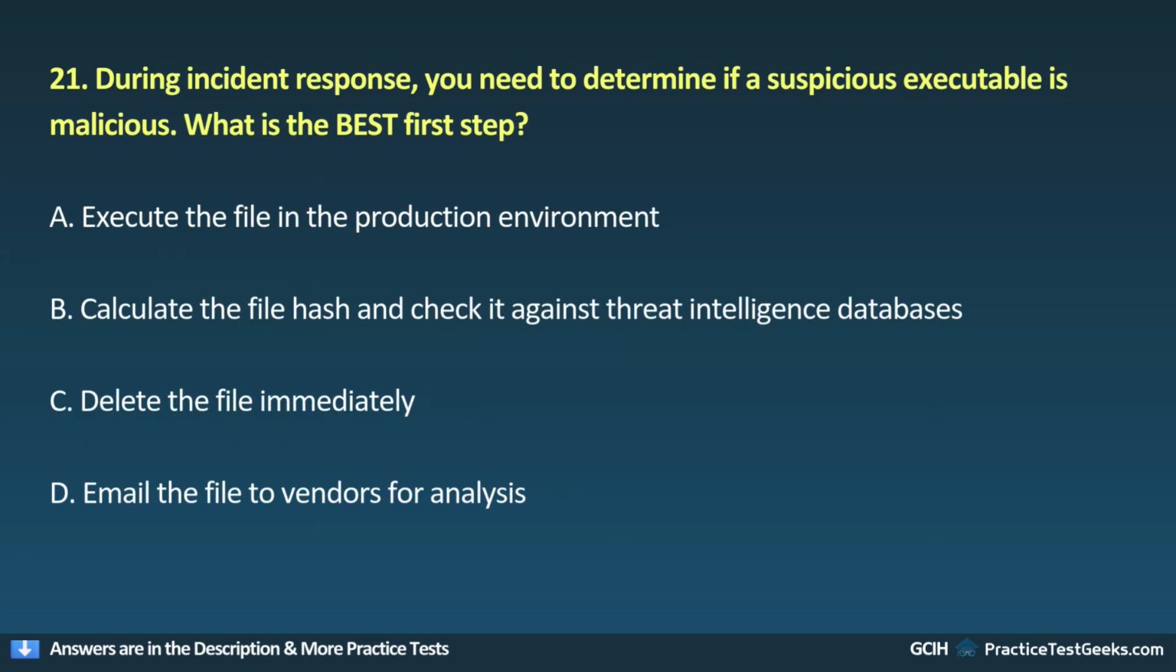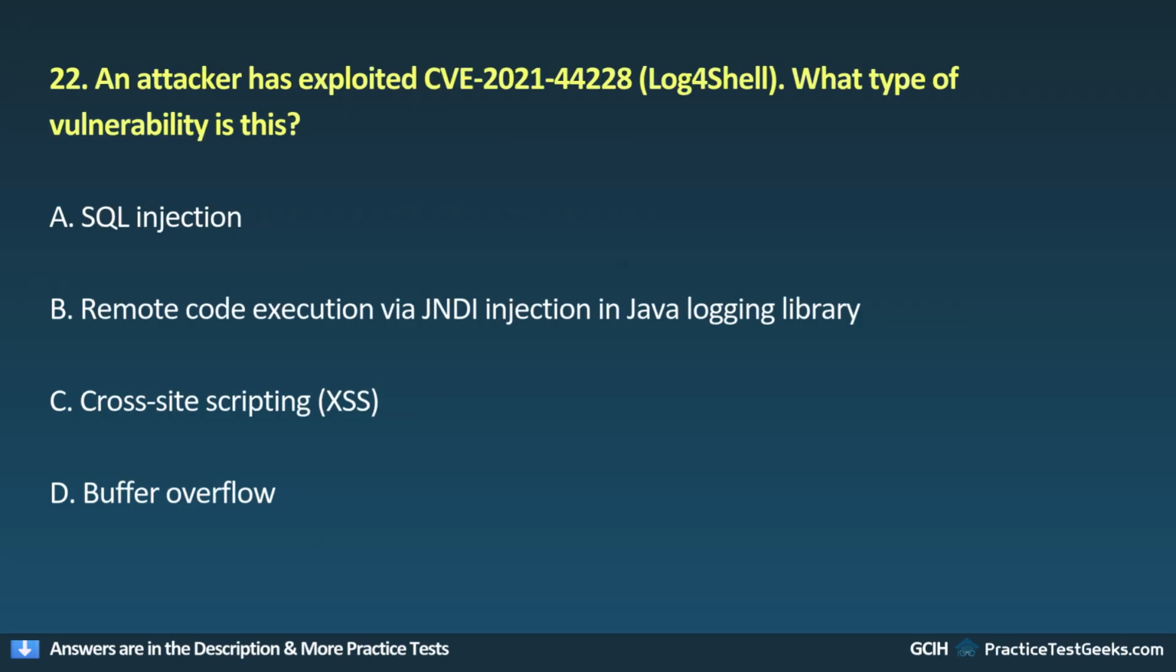21. During incident response, you need to determine if a suspicious executable is malicious. What is the best first step? A. Execute the file in the production environment. B. Calculate the file hash and check it against threat intelligence databases. C. Delete the file immediately. D. Email the file to vendors for analysis.